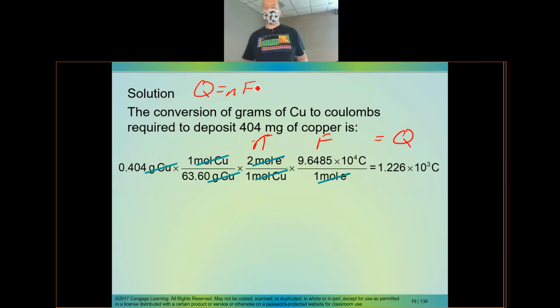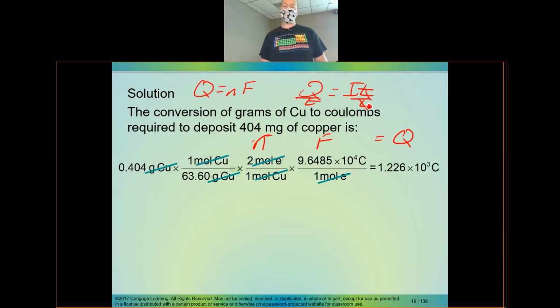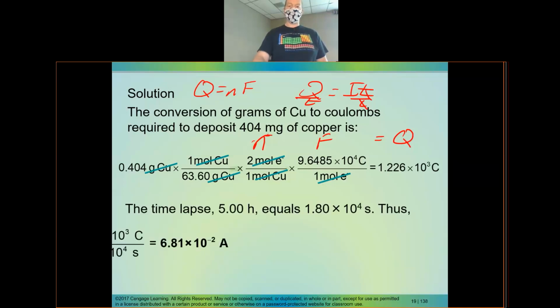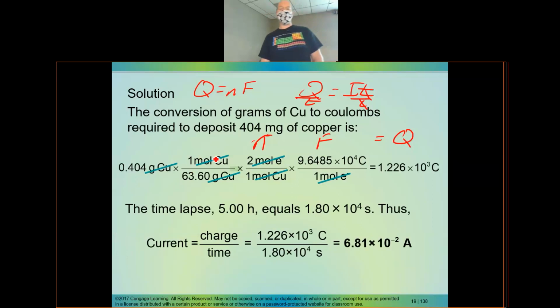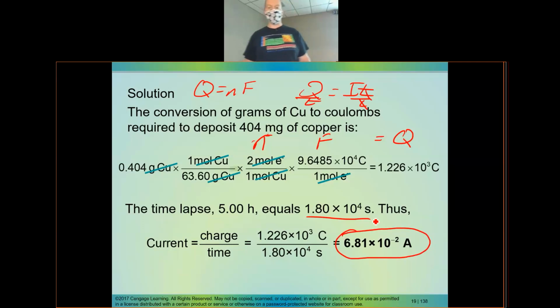The book likes to give intermediate answers, and then they put that into Q is equal to IT. So they're going to take this Q value and divide by T. So divide both sides by T, and then you have your current. When you multiply the 5 by 60 and 60 again, you get 1.80 times 10 to the 4 seconds. Then you take your coulombs divided by your seconds, and a coulomb divided by a second is an amp. And so that is 0.0681 amps, your current.